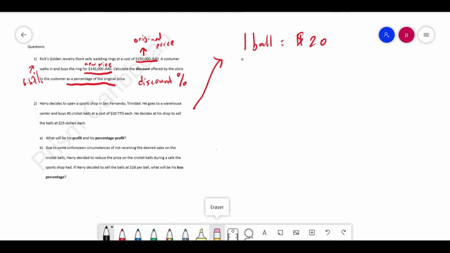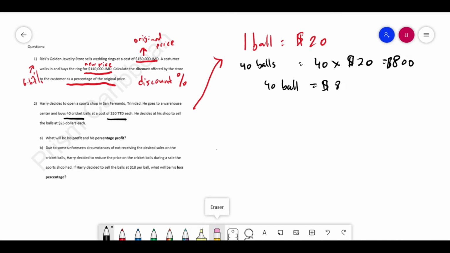So this is the cost of one ball. And they said he buys 40 balls at the store for $20 each. So therefore 40 balls is equal to 40 times the cost of one ball, which will give you the cost of 40 balls, right? So therefore 40 balls is equal to $800 at the warehouse center.